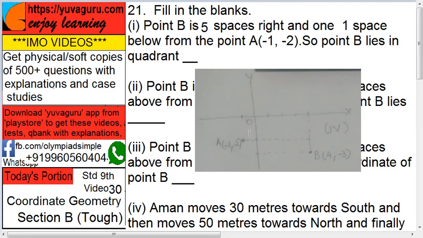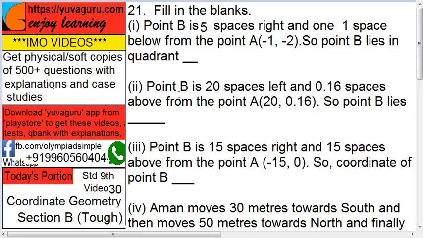So A in y terms, how much is it? The ordinate is -2, so 1 below, so -3. So B is (4, -3). So it will be in which quadrant? Fourth quadrant.